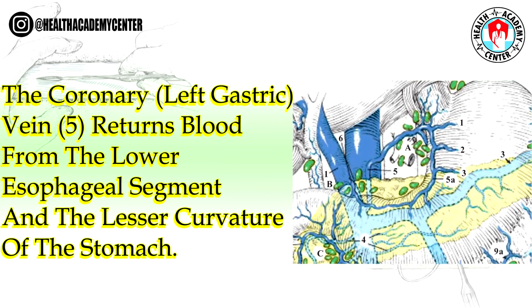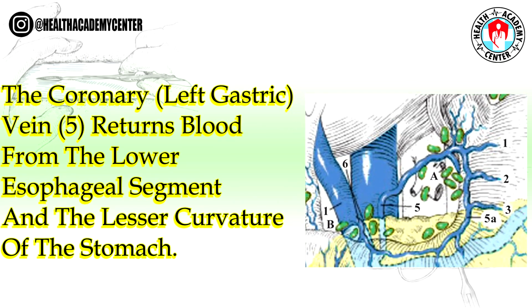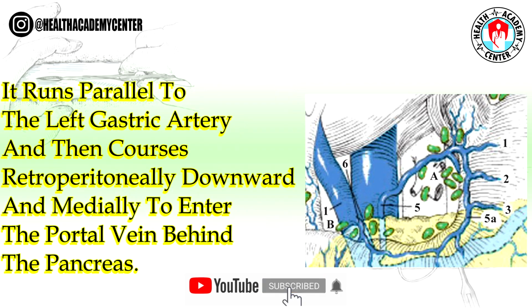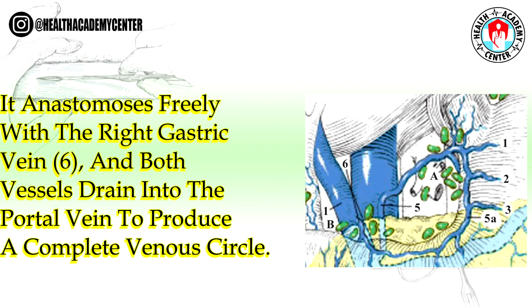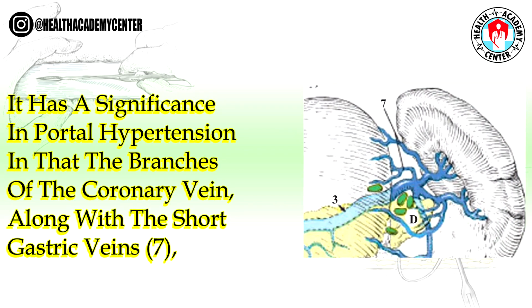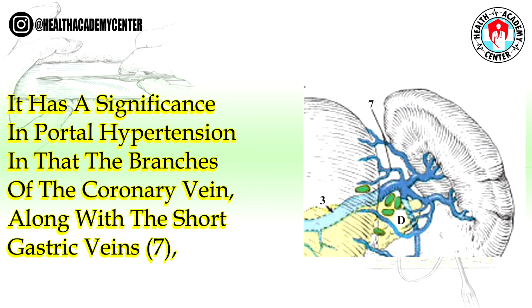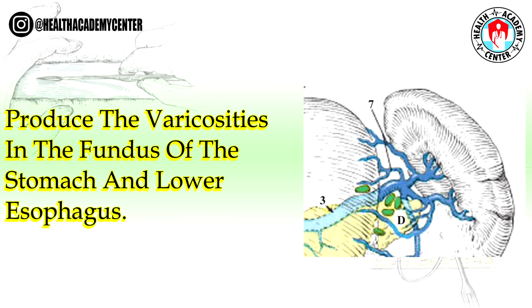The coronary left gastric vein, 5, returns blood from the lower esophageal segment and the lesser curvature of the stomach. It runs parallel to the left gastric artery and then courses retroperitoneally downward and medially to enter the portal vein behind the pancreas. It anastomoses freely with the right gastric vein, 6, and both vessels drain into the portal vein to produce a complete venous circle. It has a significance in portal hypertension in that the branches of the coronary vein, along with the short gastric veins, 7, produce the varicosities in the fundus of the stomach and lower esophagus.